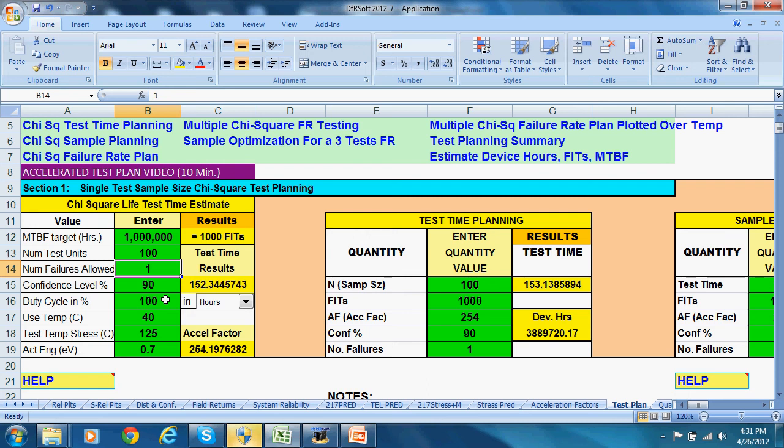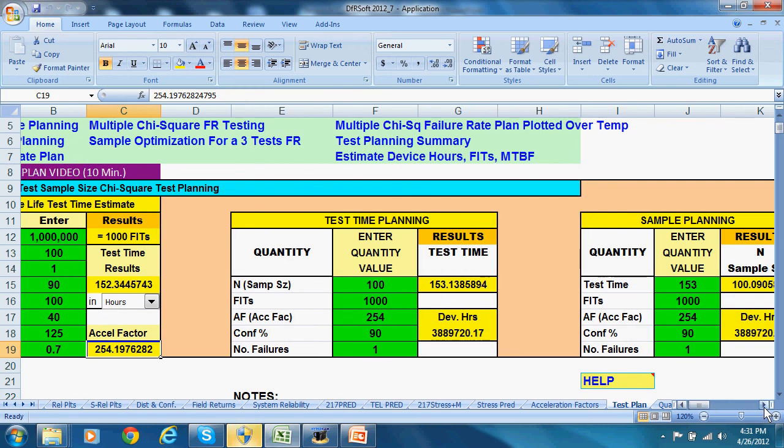If you put in 0 failures, you're going to reduce your test time, and you may end up with a failure and say, "Oh, I wish I had tested longer." You put in your stress and use temperature and activation energy, typically used from historical models, and the results from the calculator are in hours right here, or you can do it in days, for example. You can switch between the two. There's 152 hours, and there's your acceleration factor.